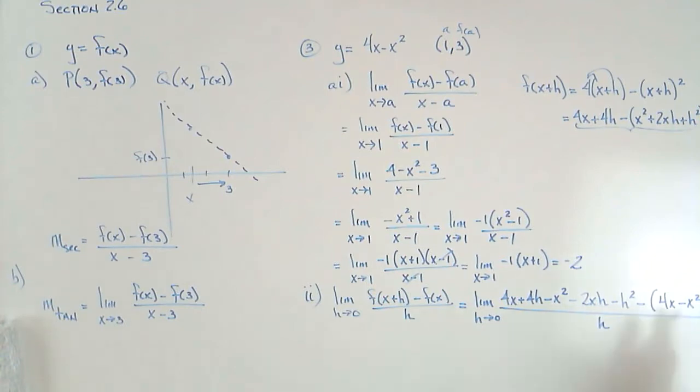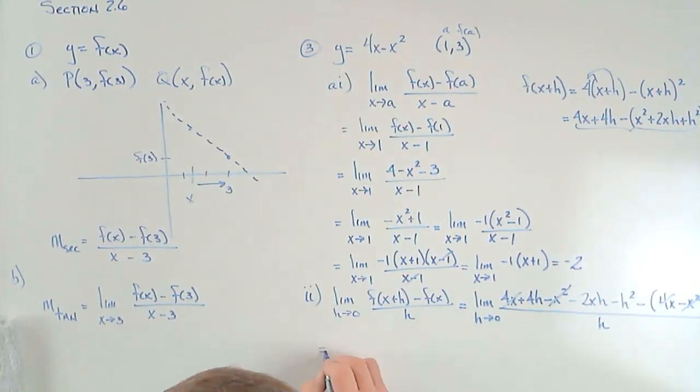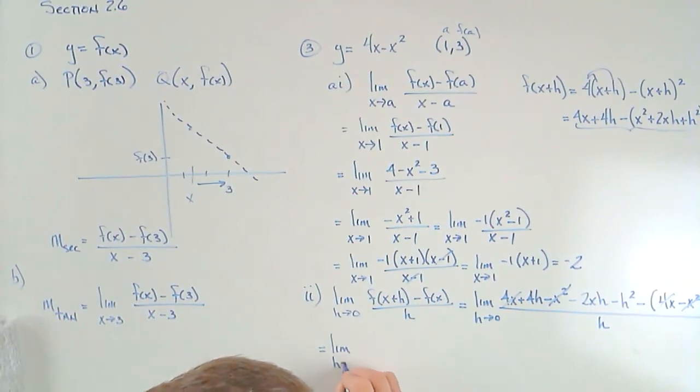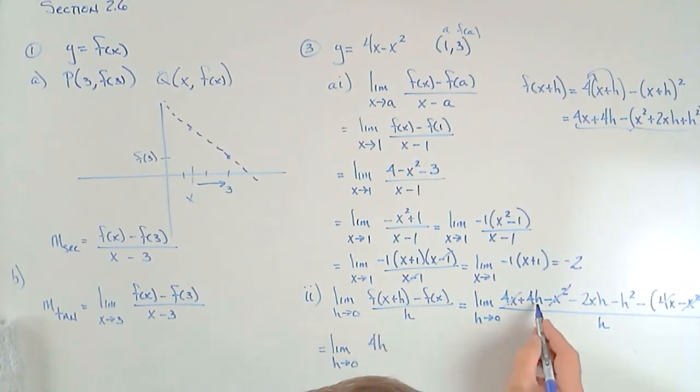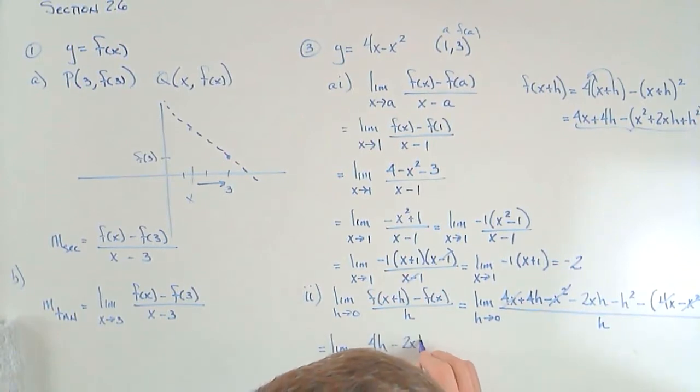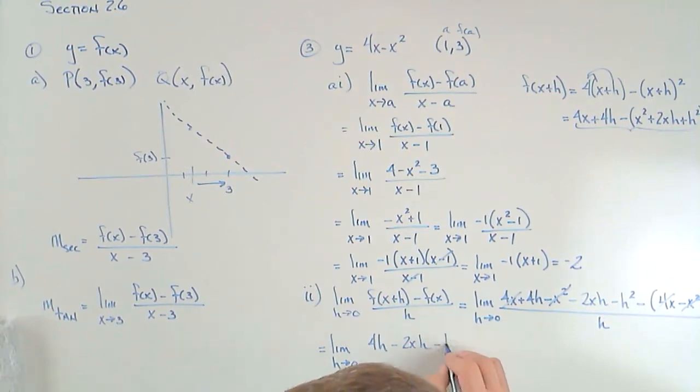So what happens here? Well, let's see if anything cancels. This negative is going to make that 4x negative 4x, but there's a positive 4x. So those go away. This negative is going to make this negative x squared positive x squared, but there's a negative x squared. So those go away. And what are we left with? We're left with the limit as h approaches 0. And we have 4h, right? That's still there. Minus 2xh minus h squared, each of those terms is still there, divided by h.